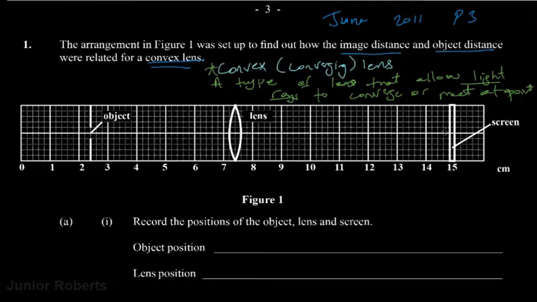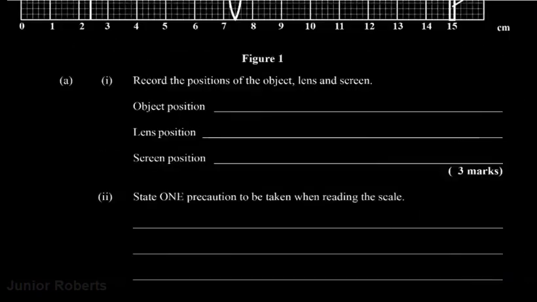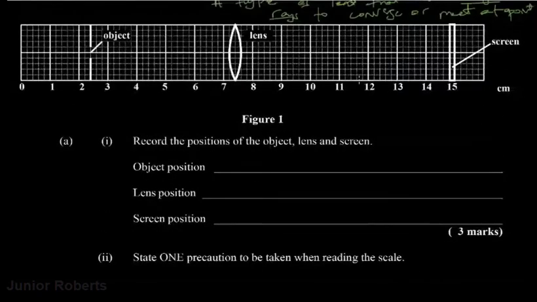So let us start answering our question. The first thing they say is we are to record the position of the object, the lens, and the screen. Again, we have our scale here, measured in centimeters, and we have our object at a certain position. The lens is at a certain position, and our screen is also at a certain position. Now they want us to record these different positions. All right, so let's start with the object. What is the position of the object?